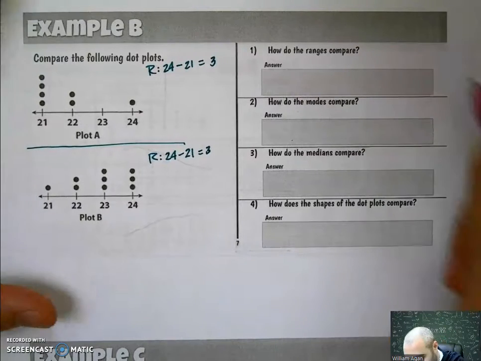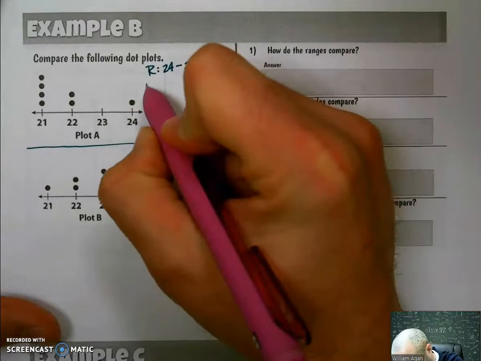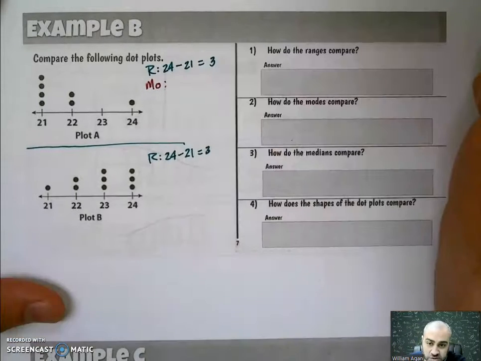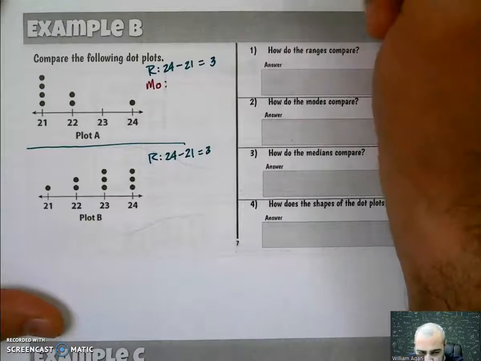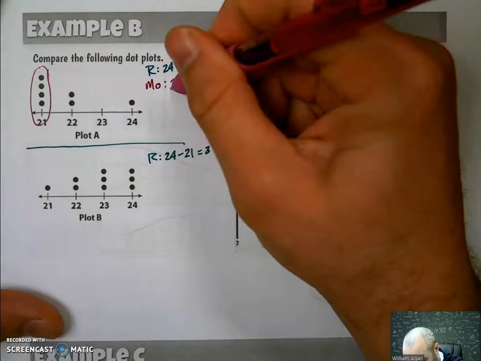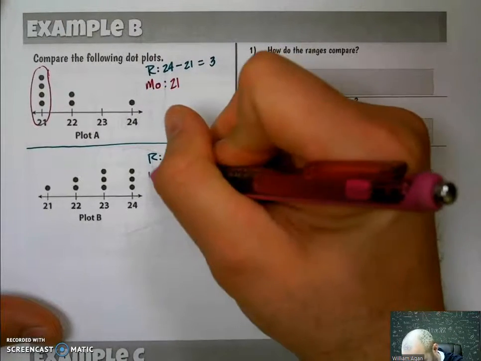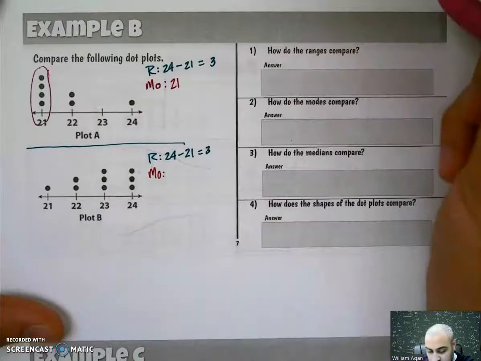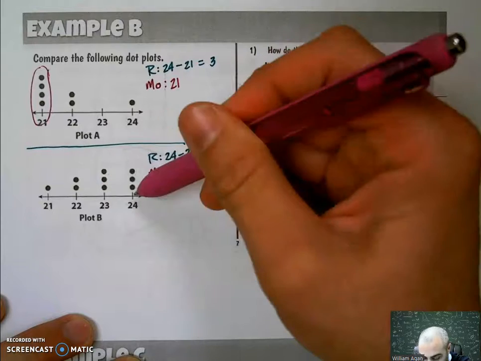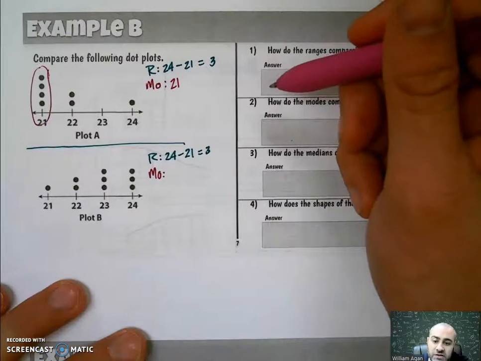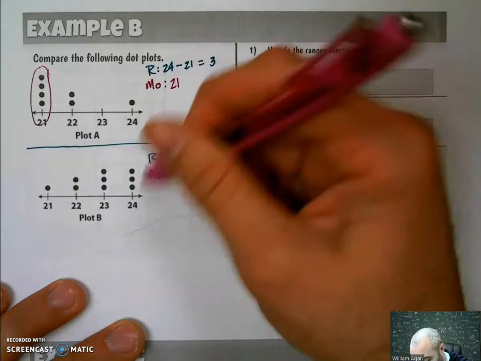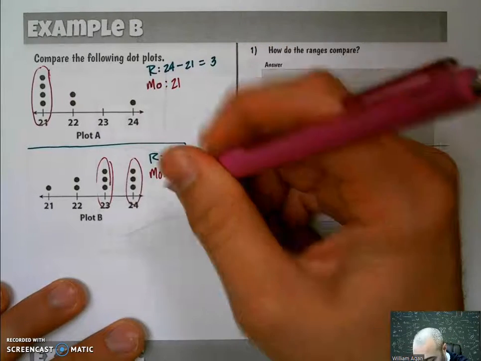Next, let's look at the mode. I'm going to put MO for mode. Mode is your tallest stack. Remember, it's the most frequent. So for this one, your mode is 21. And for this one, well, look at this. We don't have just one stack that is the tallest. We have two that are tied. You can have more than one mode. So the mode for this one is 24 and 23.